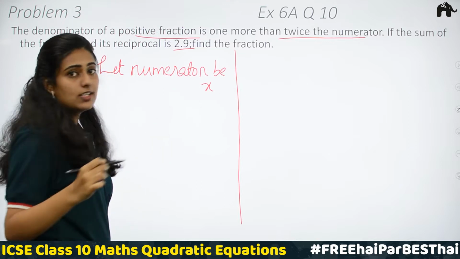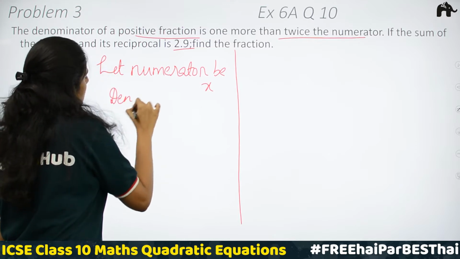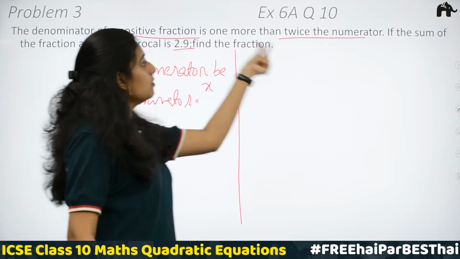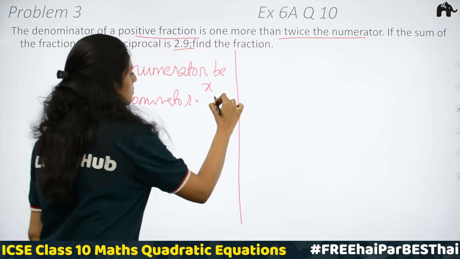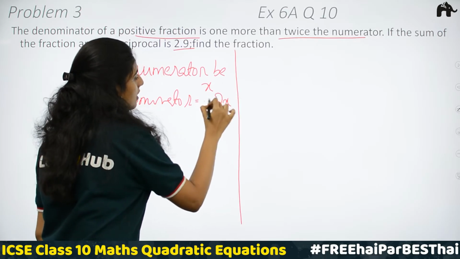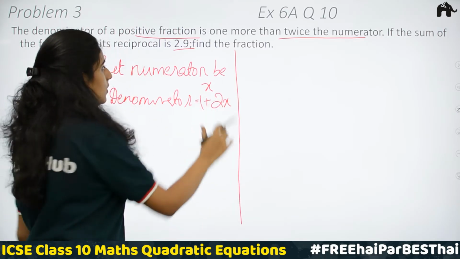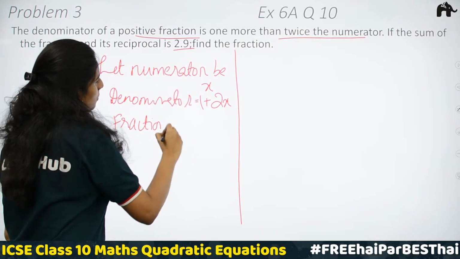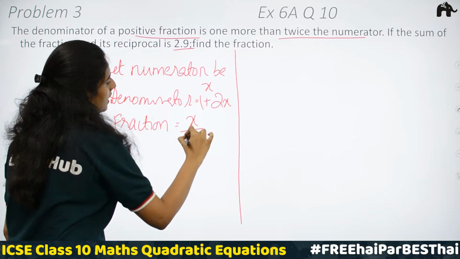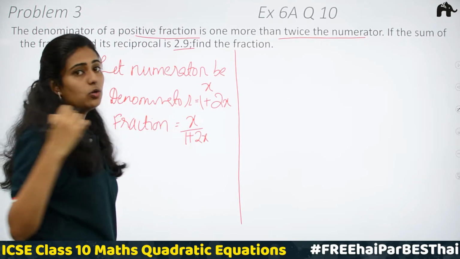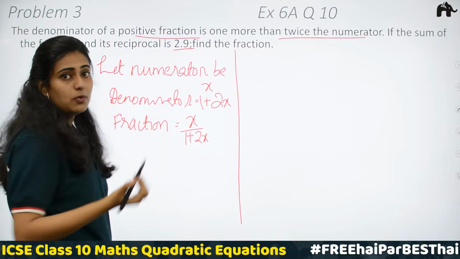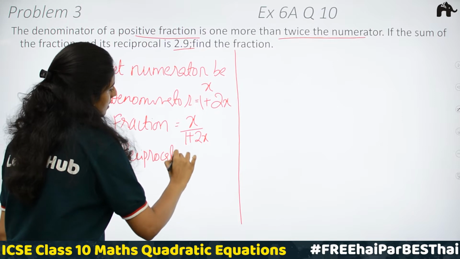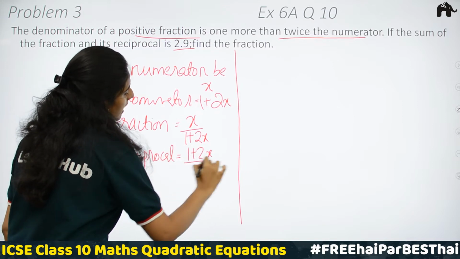In that case, what is the denominator? Denominator will be equal to 1 more than twice the numerator. Twice the numerator means 2x. 1 more, 1 plus 2x. Okay. Now we can write the fraction will be equal to, numerator is x and the denominator is 1 plus 2x. What about the reciprocal of the fraction? Reciprocal will be equal to 1 plus 2x divided by x.